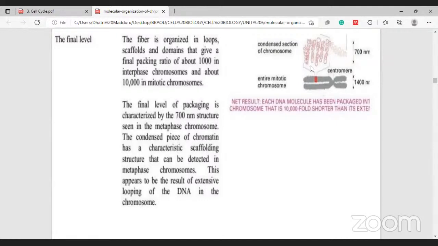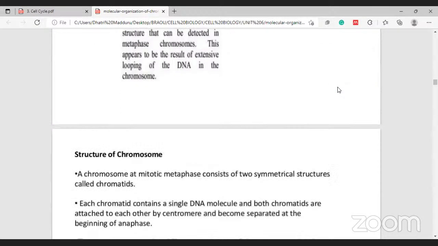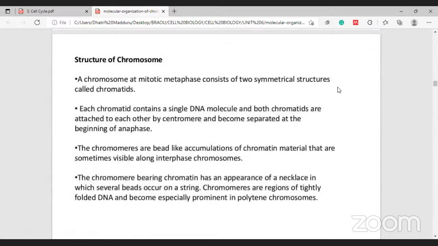This is the chromosome, and this is the centromere where the 2 chromatids will join. These chromatids have a long arm and short arm, and the 2 sister chromatids join at the center by the centromere. This we can see in the mitosis. So this is how the packaging takes place.